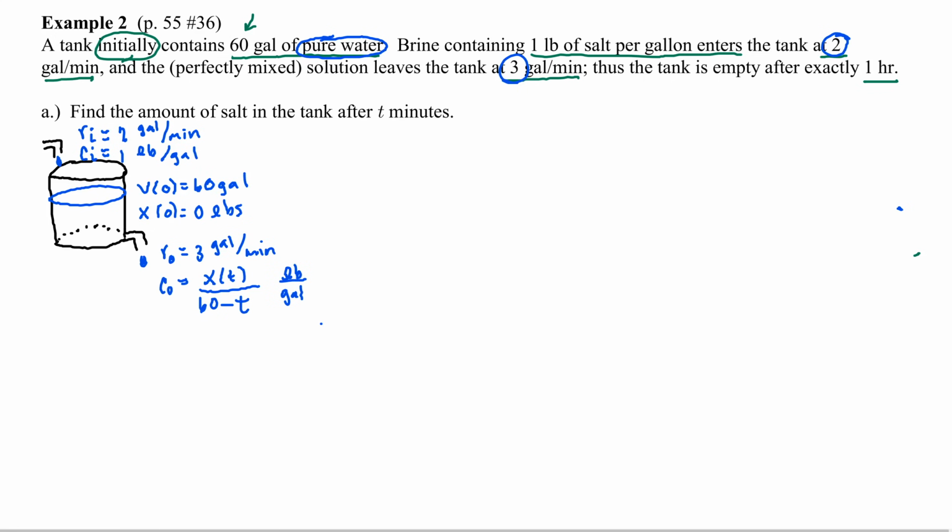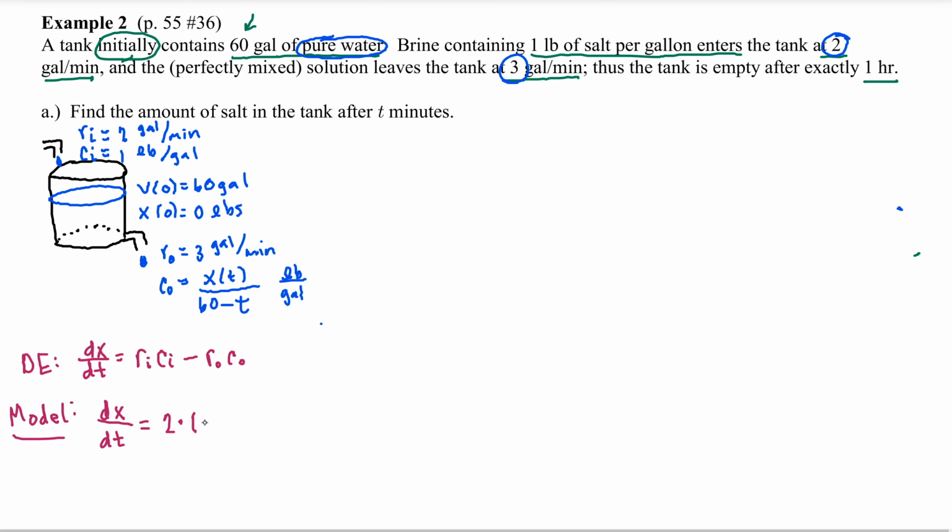So based on this information, we can set up our Ricci-Rocco model. Remember, we have the rate of change of x with respect to time is equal to the rate in times the concentration in minus rate out times the concentration out. Let's set up our model for this specific problem. So the rate of change of the amount of salt in the tank at time t, where time is measured in minutes, will be the rate in, that's 2 gallons per minute, times the concentration in, that's 1 pound per gallon, minus the rate out, 3 gallons per minute, times the concentration out. That's going to be x divided by 60 minus t.